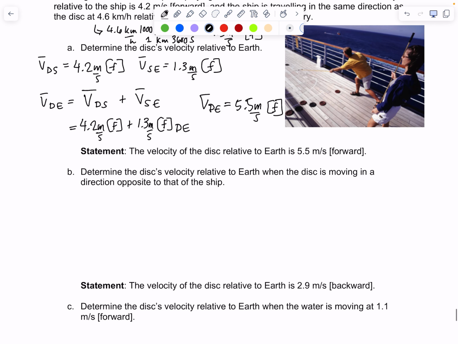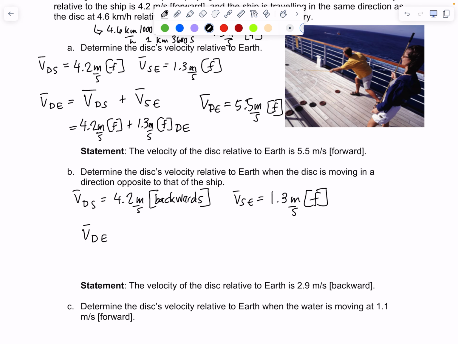Part B, determine the velocity of the disk relative to the Earth when the disk is moving in a direction opposite to that of the ship. So the velocity of the disk relative to the ship is 4.2 meters per second backwards. And the velocity of the ship relative to the Earth is 1.3 meters per second forward. So I want the velocity of the disk relative to the Earth.